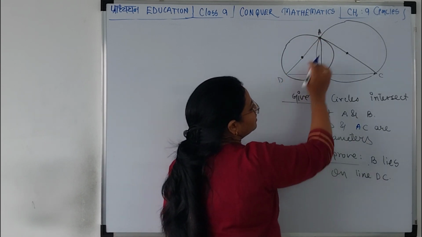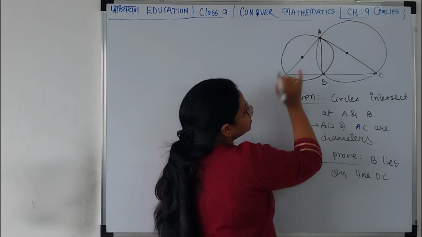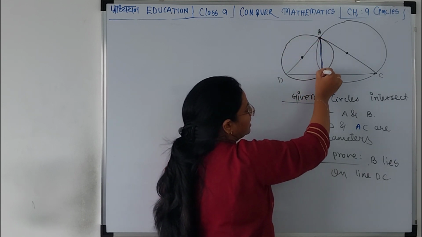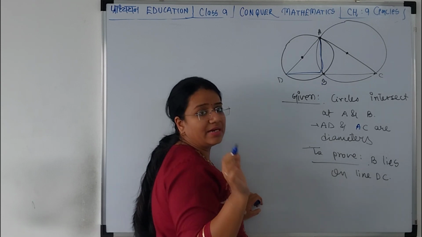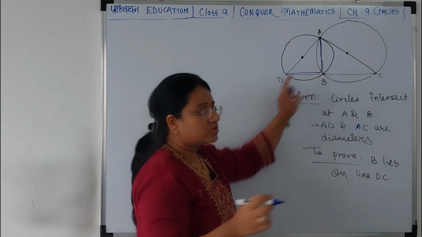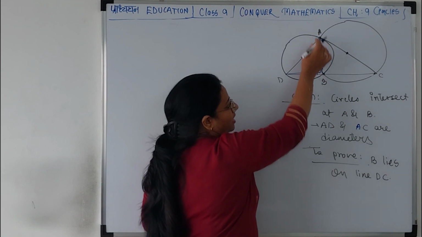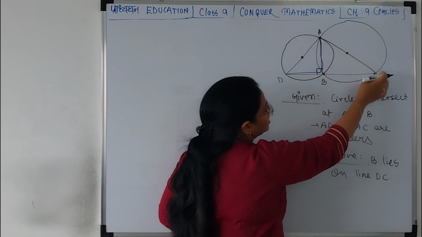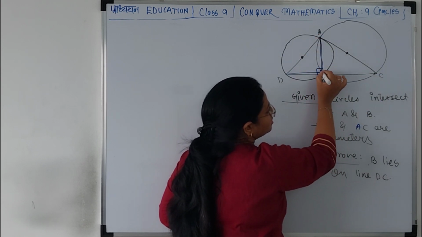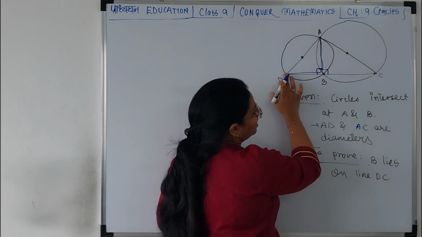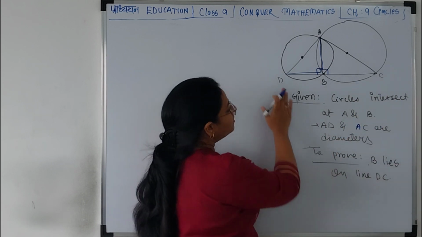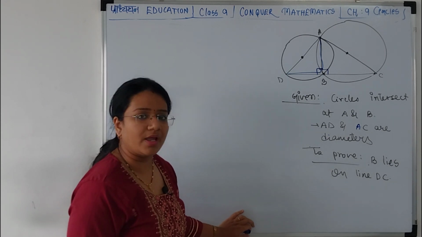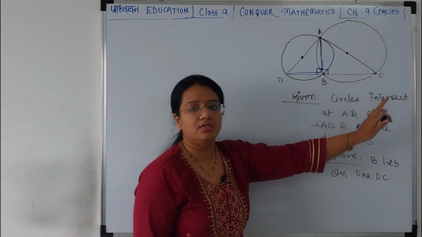See, we will first draw AB. Okay. So if AD is the diameter of a circle, then what is angle ABD? It is an angle made by a diameter on the circle. So it is a right angle. So I can say angle ABD is 90. Similarly, AC is the diameter. Therefore, angle ABC is also 90. Therefore, can I say angle DBC is 180? That is, DBC is a single line. They all three lie on one line. Therefore, B lies on line DC.